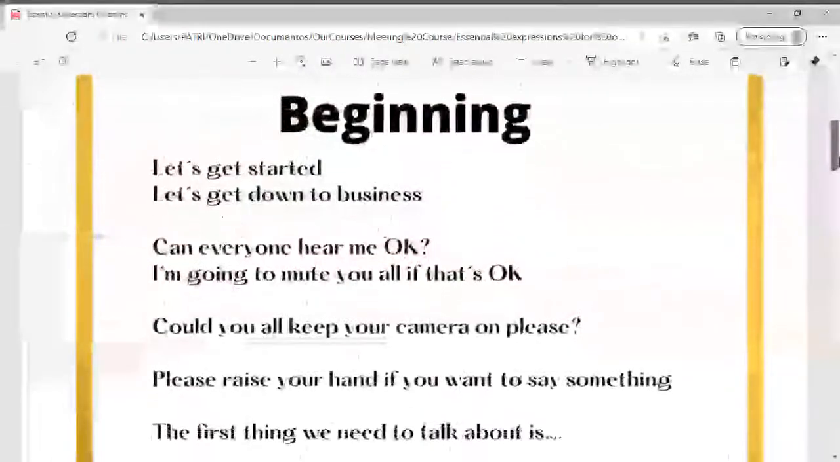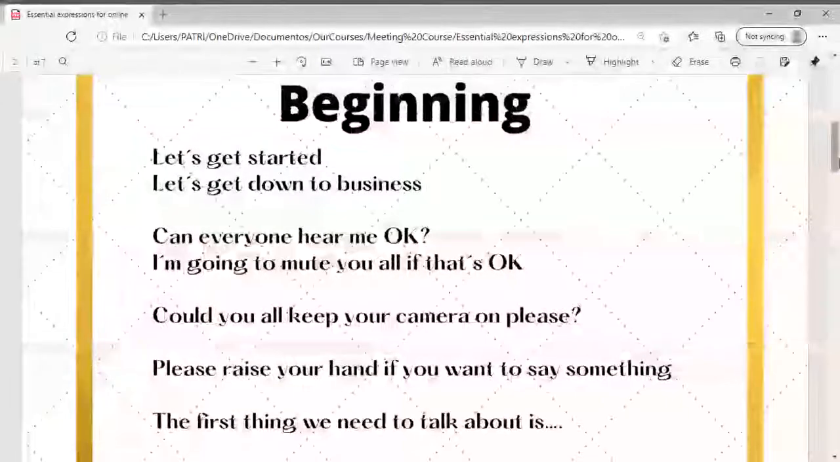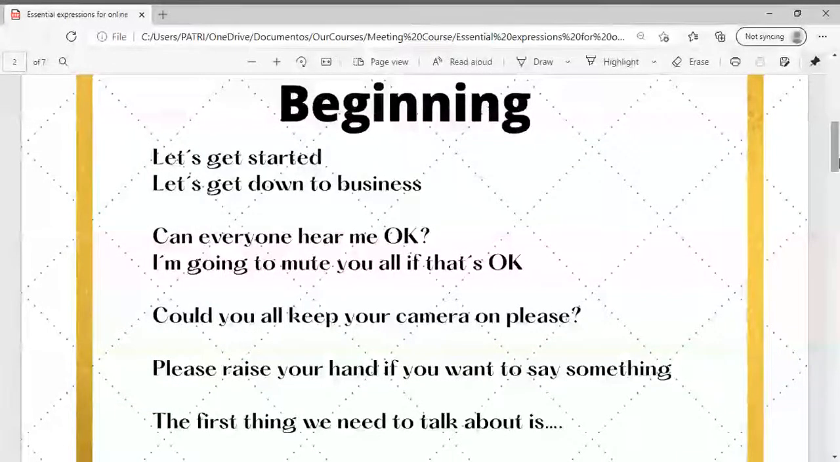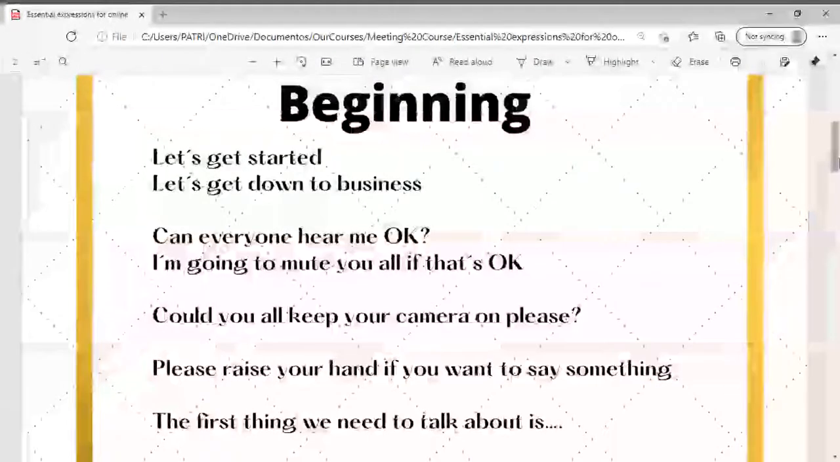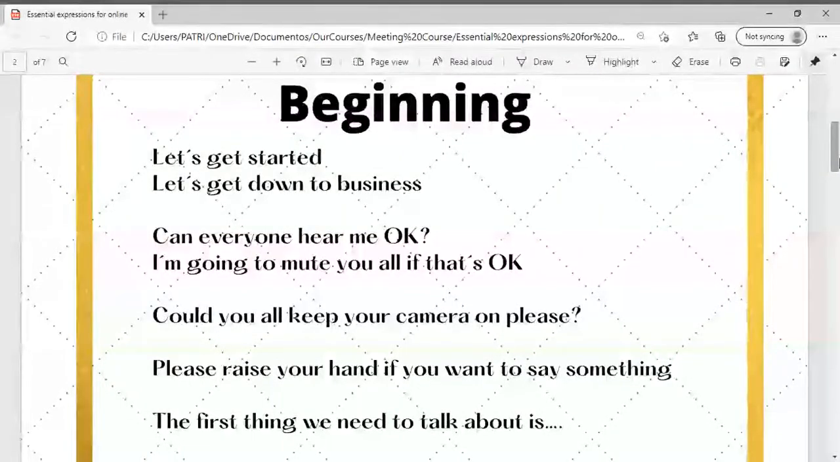The first thing that we need to talk about is the beginning. So when you're beginning the meeting, you have that, hey, how are you? And then when everybody arrives, if you're leading the meeting, you need to say, okay, we need to start. So expressions that we normally use for that are, let's get started. Super easy. Let's get started. Let's start. Okay. If you want to use something a little bit more advanced, you could say, let's get down to business.